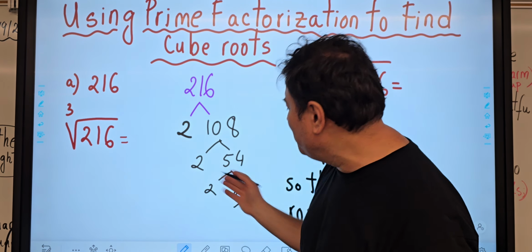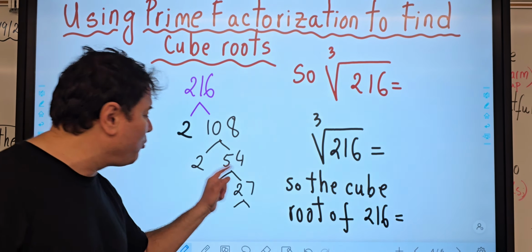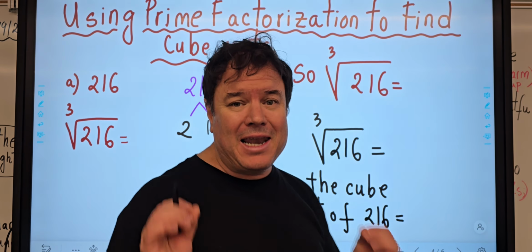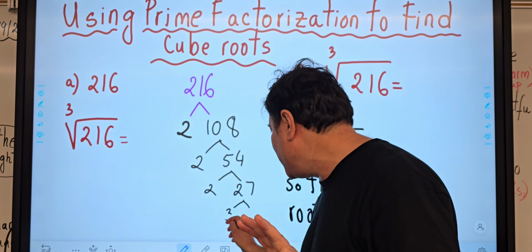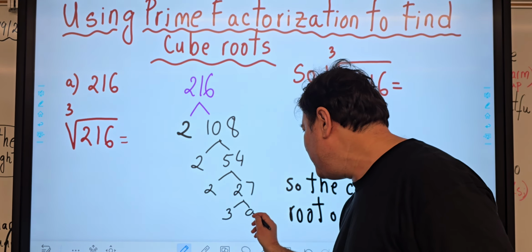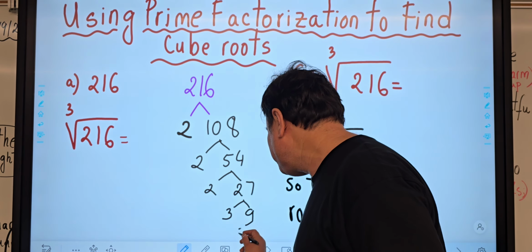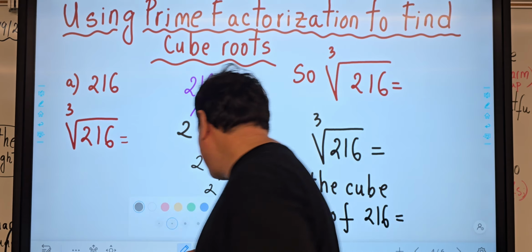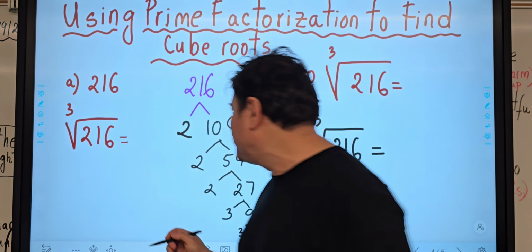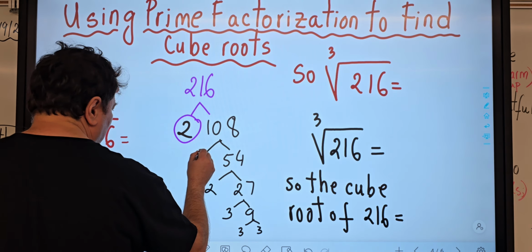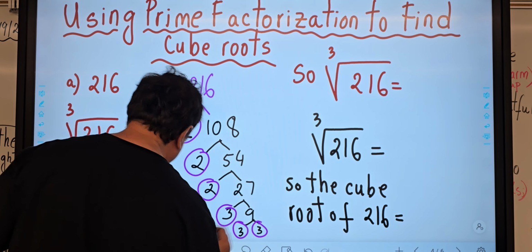Now we cannot use the 2 because 7 does not divide by 2. But if we add 2 plus 7, we get 9, and 9 divides by 3. So let's divide 27 by 3, and that becomes 9. Of course, 9 can be broken down as 3 times 3. Now let's circle all the prime numbers we got: a 2, another 2, another 2, and then 3, 3, and another 3.